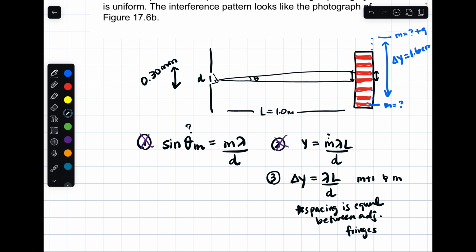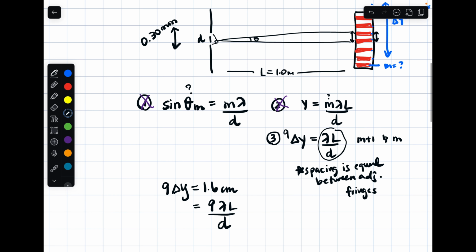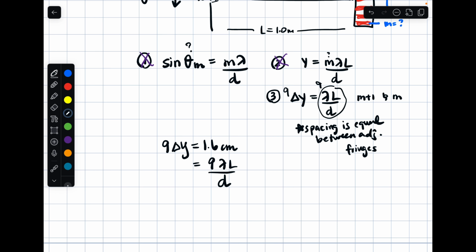And so we can use that to our advantage, because what we know is we have 9 spacings to deal with, right? And so what we know is 9 times delta y is equal to 1.6 centimeters, which means that on the right-hand side, 9 times lambda L over d is going to equal the 1.6 centimeters, right? Because if we multiply the left side by 9, we have to multiply the right side by 9.